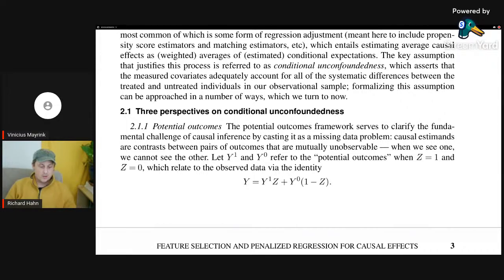And then what we can do is relate those to the data via an equation where the observed treatment variable, which is z, is essentially gating which one we see. So if z equals 1, then the y that we observe is the y1 potential outcome. And if z is equal to 0, then we see the y0 potential outcome. So we only get to see one at a time. And this is why causal inference is sometimes referred to as a missing data problem.